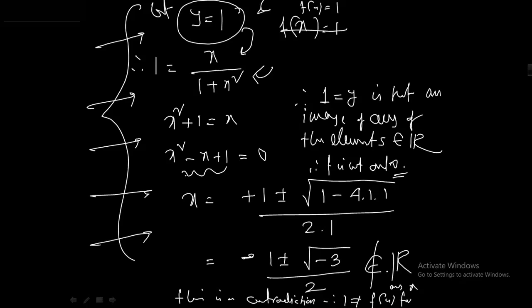Do not concentrate only on this problem. There are ample problems from the chapter function. Try to understand the logic. This function is not considered an onto function because there exists an element 1 in the set of reals having no pre-image. That means 1 is not considered as an image of any of the elements of the domain.